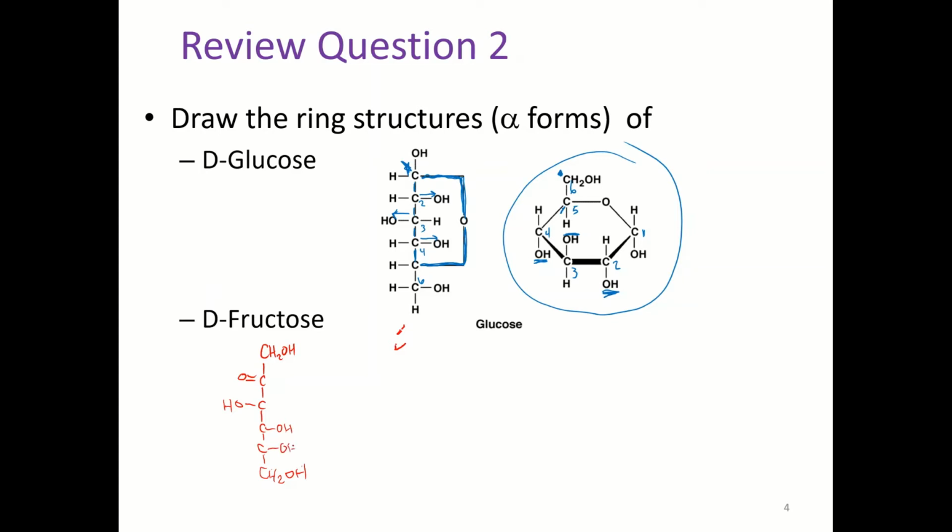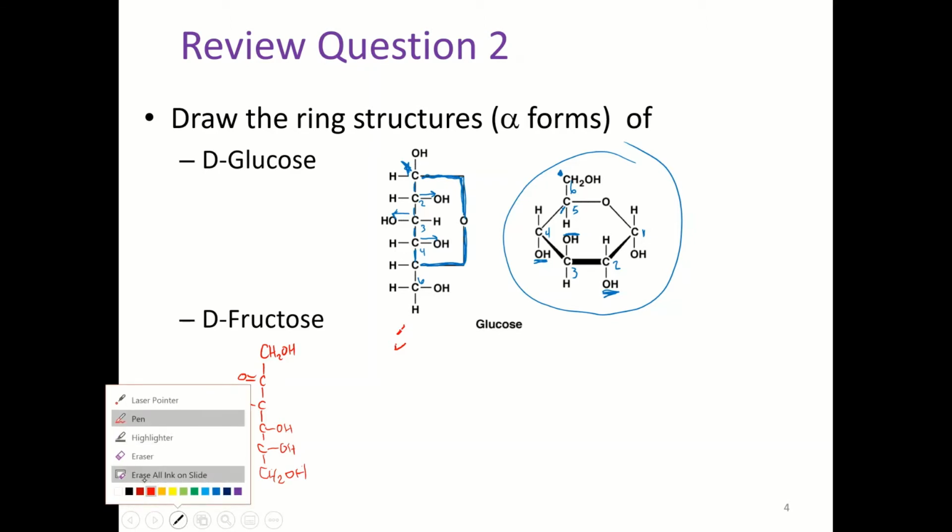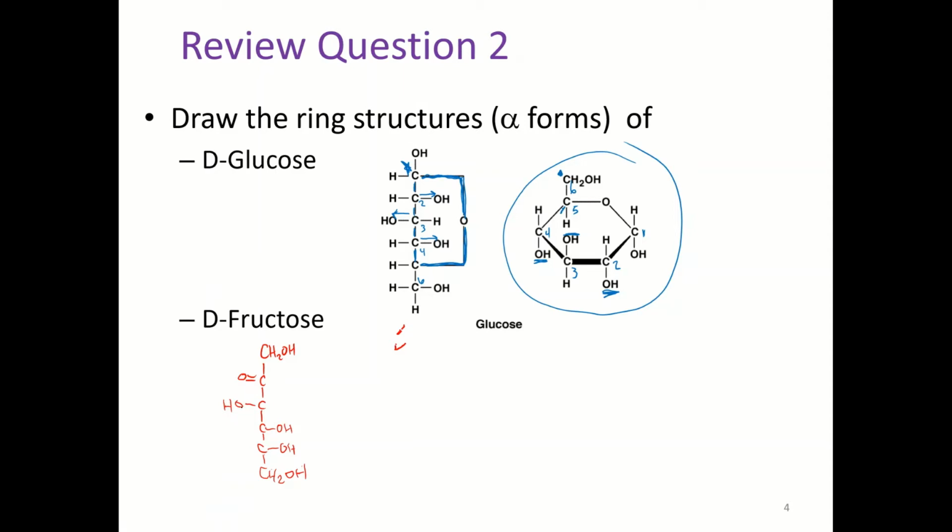And so from carbon 5, we're going to get an attack. You can think of this as a nucleophilic attack by the lone pair electrons on that oxygen. Okay, and that's going to make a ring structure that includes carbon 2, carbon 3, carbon 4, carbon 5, and the oxygen. So it's going to be a 5-membered ring for this structure.